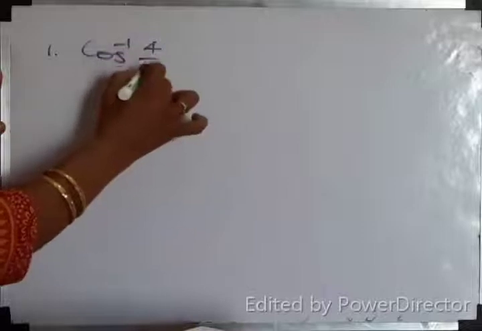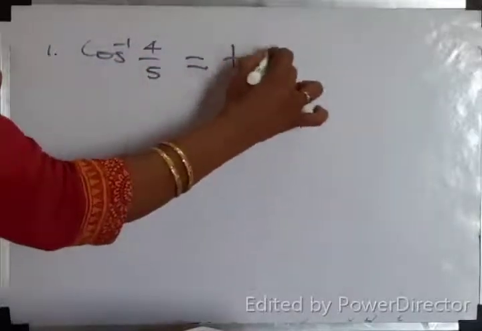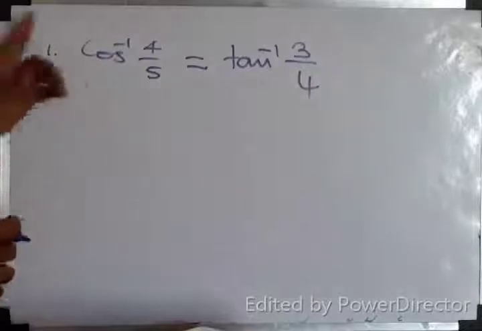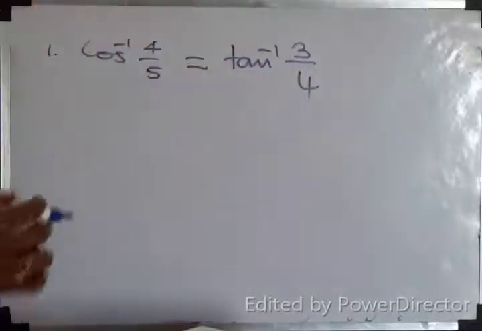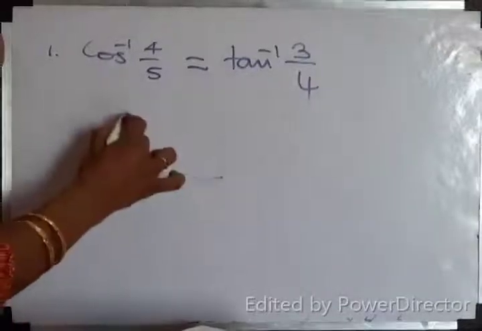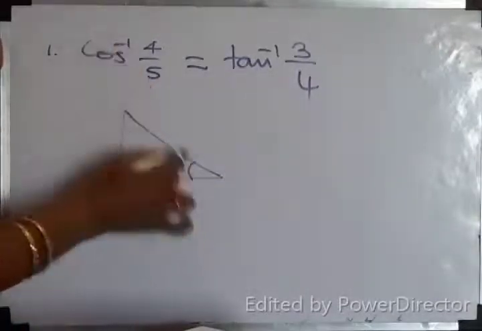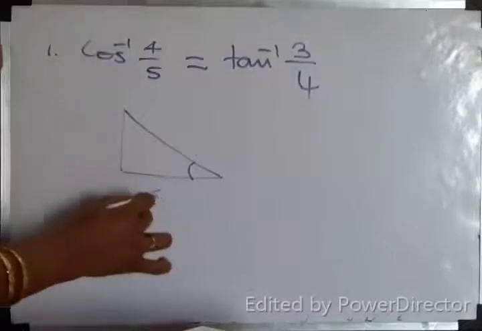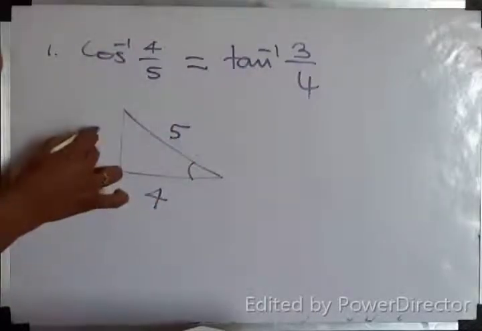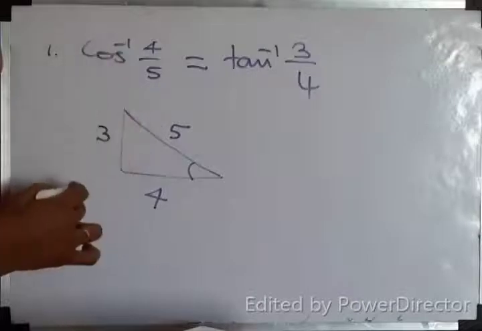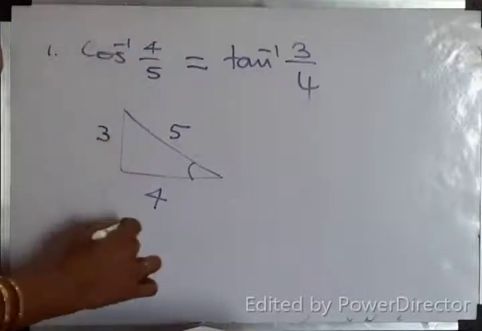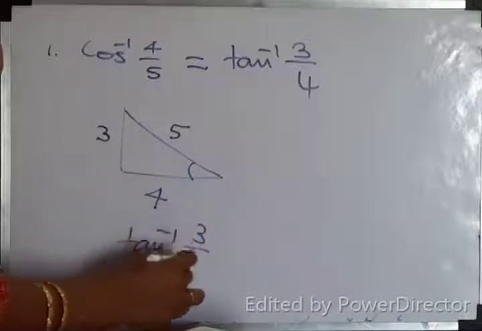Now the first simple question, then I'll recall your formulas. Prove the following. First question: cos inverse 4 by 5 equal to tan inverse 3 by 4. Cos inverse I have to convert in terms of tan inverse. So what you have to do? Apply the triangle method. Fix the angle here. This is adjacent side by hypotenuse. So what is your opposite side? 3. So cos inverse 4 by 5 I can write as tan inverse 3 by 4. That's all.